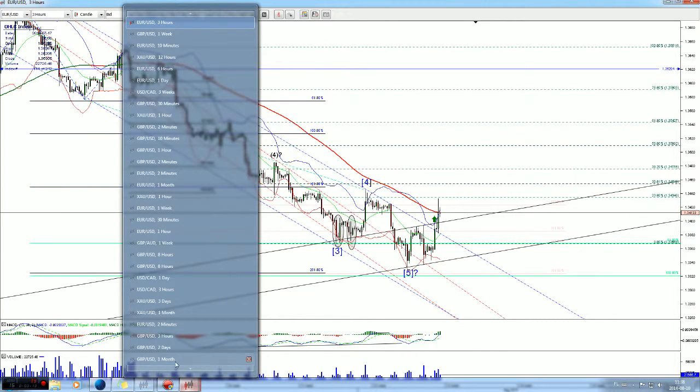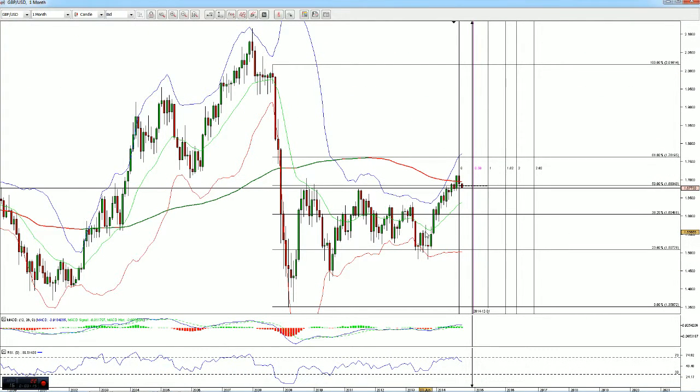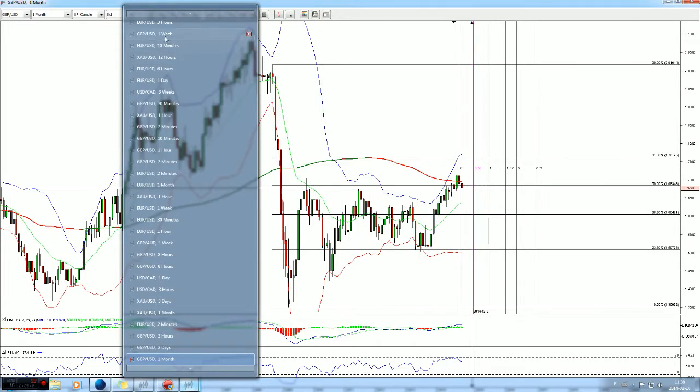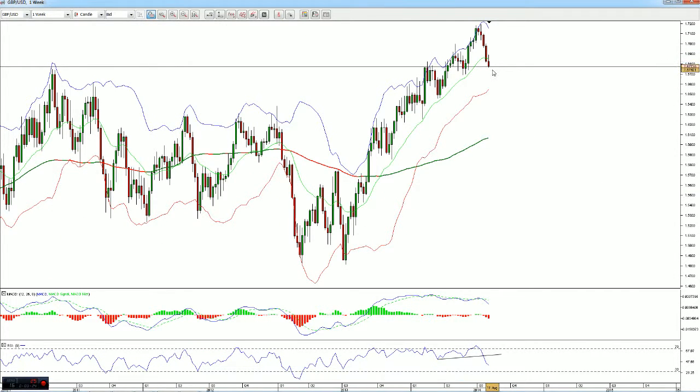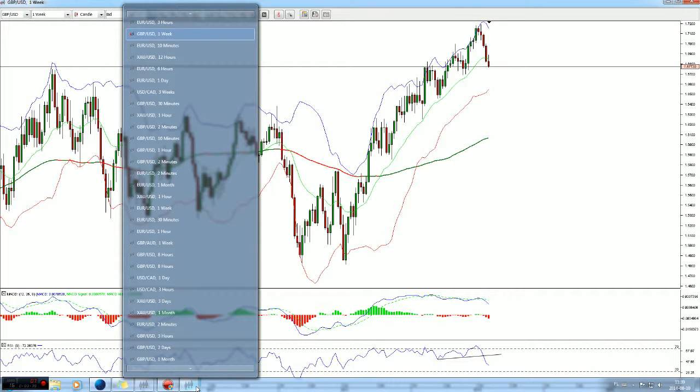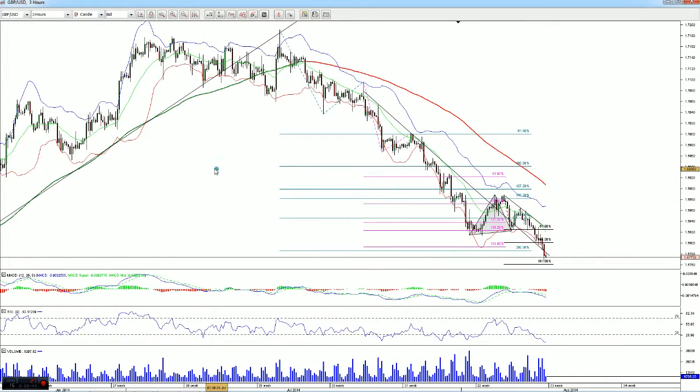Good. Let's go to the Great Britain Pound USD monthly chart. The current monthly candle is a red one. If we go to the weekly, we've got a next red candle on the weekly, which closed below the Bollinger Middle Band. So this was some kind of retesting of the Bollinger Middle Band, but it closed below it. So the pressure to the downside is still there.